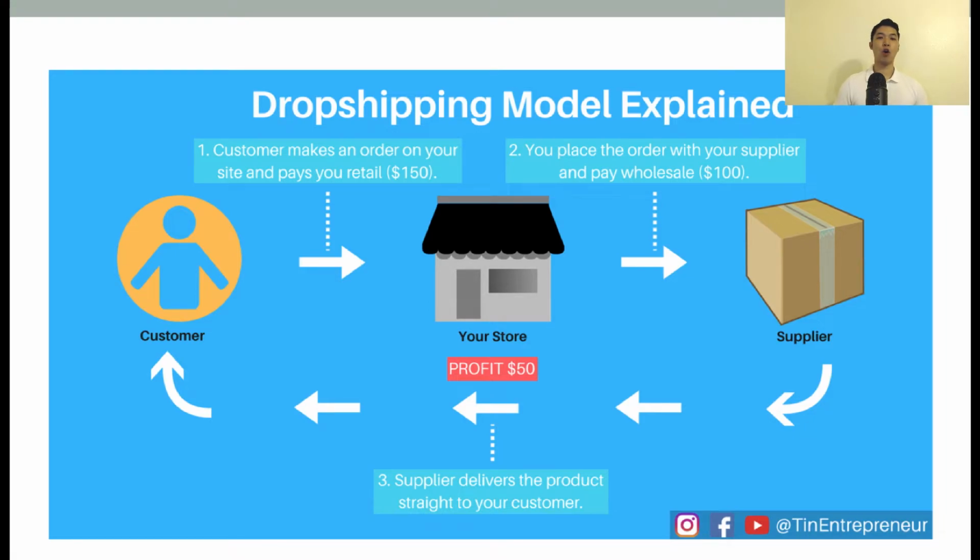And once you place that order, the supplier is going to send that product or that package directly to your customer. So what happens is that they bought the product from you for $150, you paid $100 for the actual order to the supplier, and what you profit with is $50. So that's what it looks like when the dropshipping model is in action.